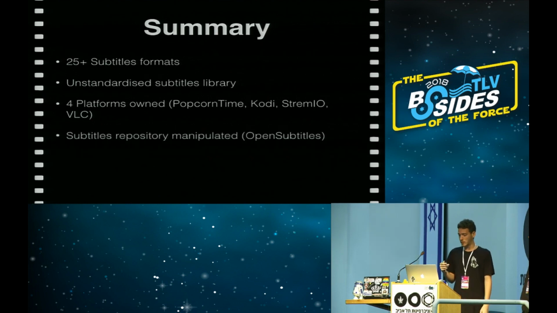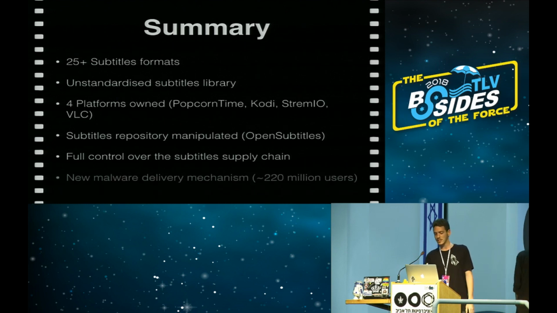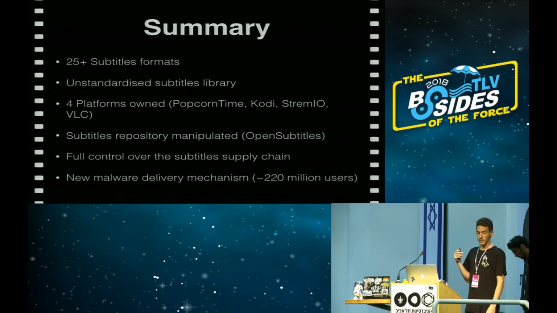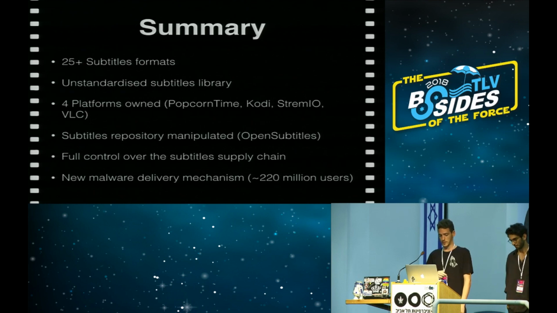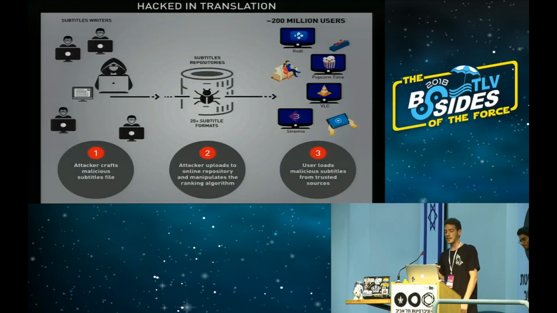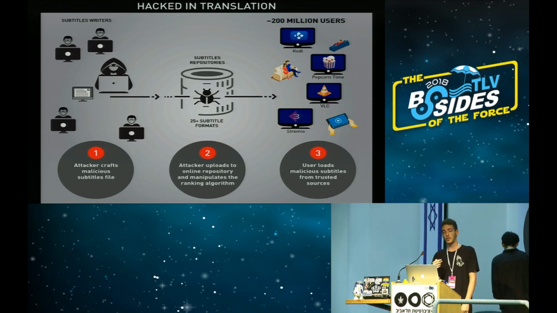We were also able to manipulate the subtitle repository ranking scheme, thus taking control completely over the entire subtitle supply chain. And this means that what we just presented is a new malware delivery system, completely transparent and requiring no user interaction, which in our case included over 220 million potential victims. And the notion of attackers being able to upload malicious subtitles to a major repository and forcing different players to download them should now be taken into account as a new valid attack vector, and prepare the security vendors and industry to mitigate it.